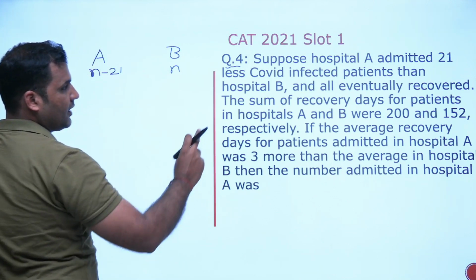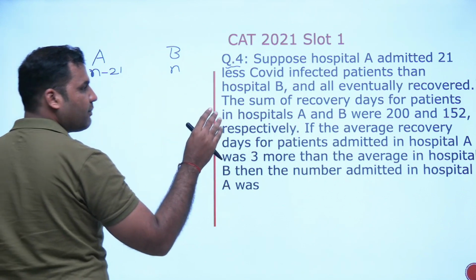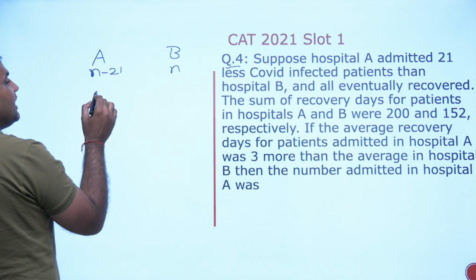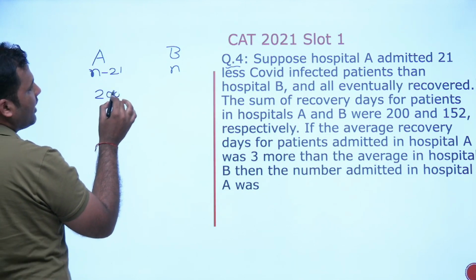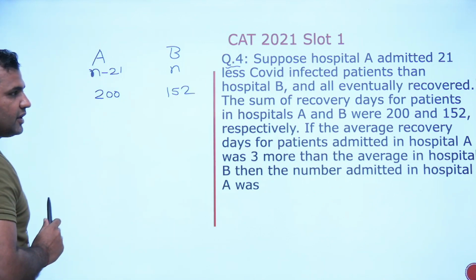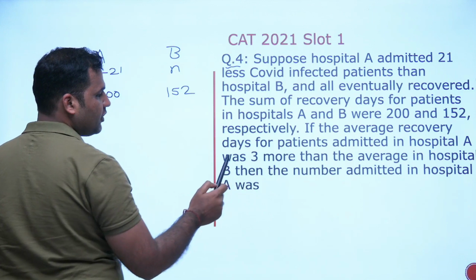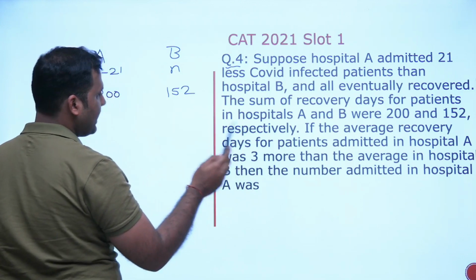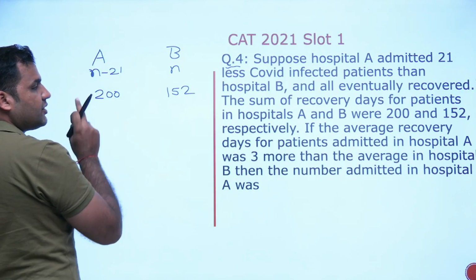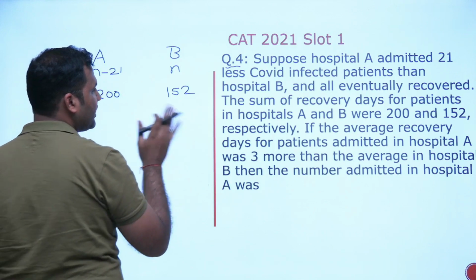Okay? And all the sum of recovery days. Now the recovery days for patients in hospital A and B. Number of recovery days in hospital A are 200 and in hospital B are equivalent to 152 respectively. Average recovery days for patients admitted in hospital A was 3 more. Per person recovery days in A is 3 more than the average in hospital B than the number admitted in hospital A.